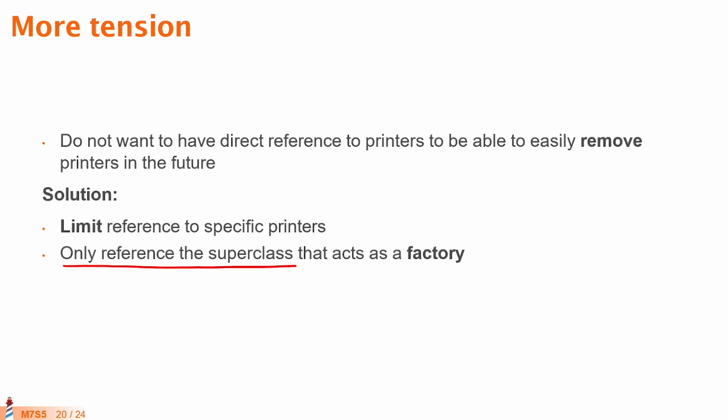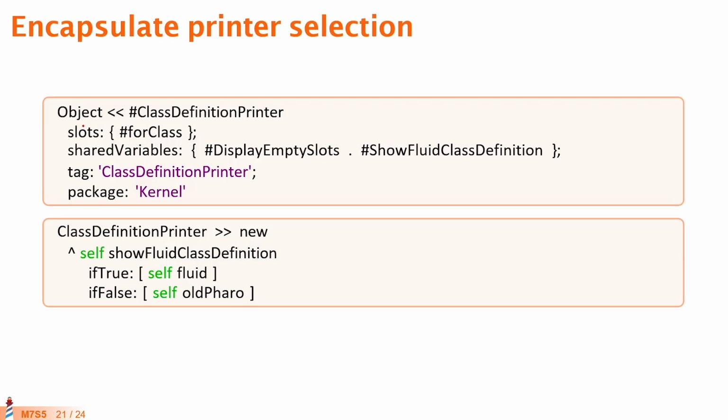So let's look at it. I have the class definition printer, which is the root of the hierarchy. You see it has an instance variable for knowing what class it should print, and some shared variables to know what we should show or not, depending on the system. And then the new method will check, oh, if I am configured to display information in fluid, then I will return an instance of my subclass, the fluid class definition printer. Else, I will return the old Pharo version.